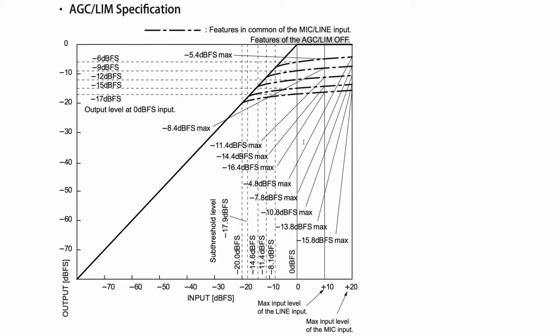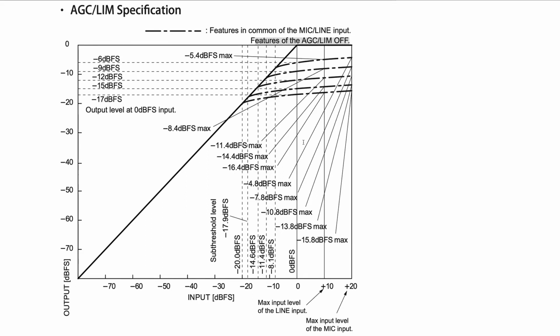AGC, automatic gain control. The level you can choose is the level when the AGC starts to work. So if we have a look at the graphic here, you see your specs in the upper left corner: minus 6, minus 9, minus 12, minus 50, minus 17. That is the point when AGC starts to work. So if your input level is minus 70 or minus 50 or minus 40, everything is fine.